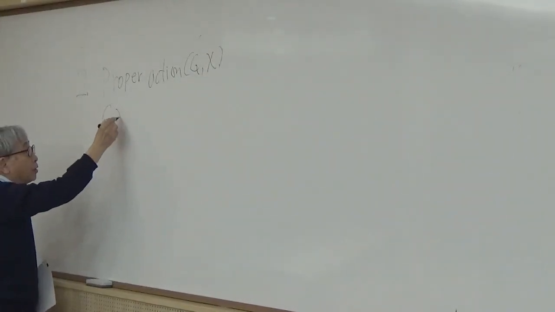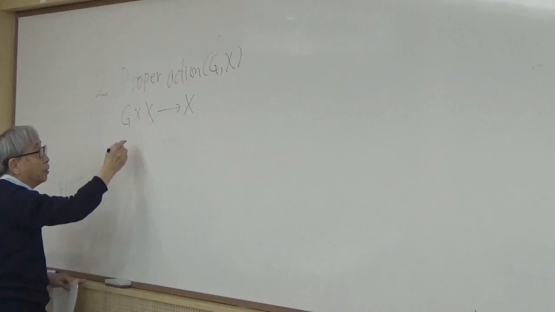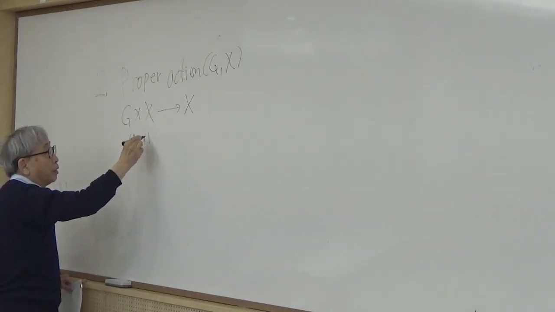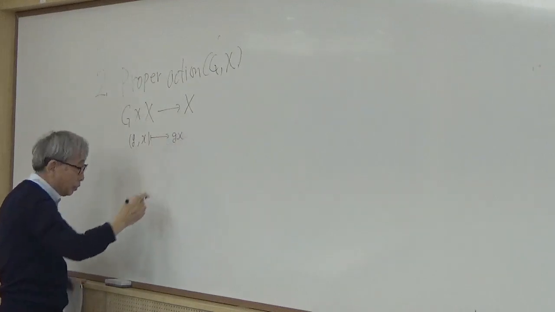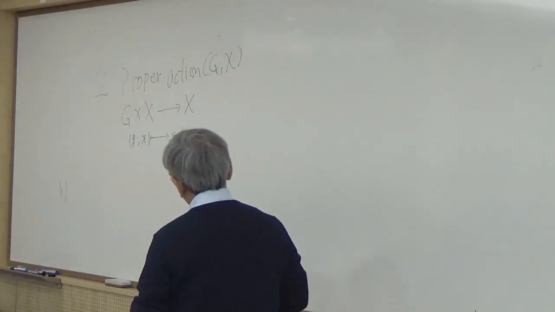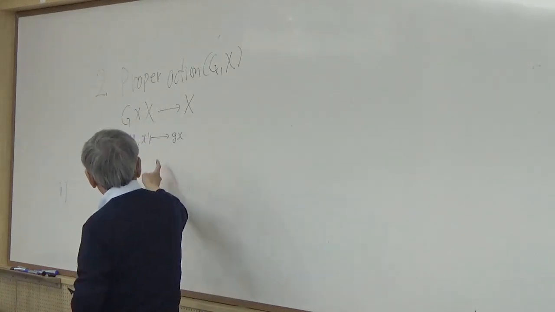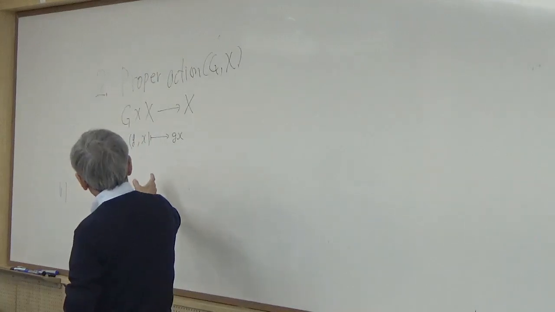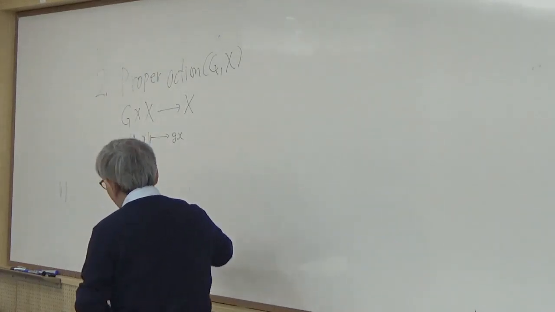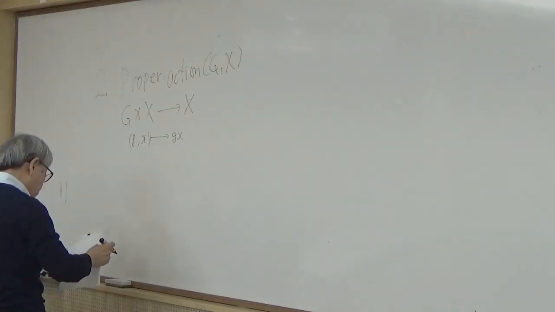Now, G is just a Lie group, and G acts on a topological space X. So usually (g, x) goes to gx, where g is an element of G and x goes to gx. You see, this correspondence is called the G action. And when G is a Lie group and X is a smooth manifold, we require this action to be a smooth action. Okay, then here is the definition.